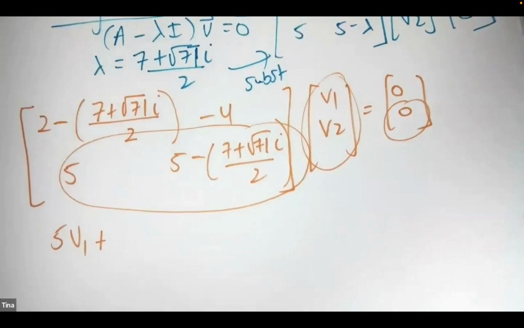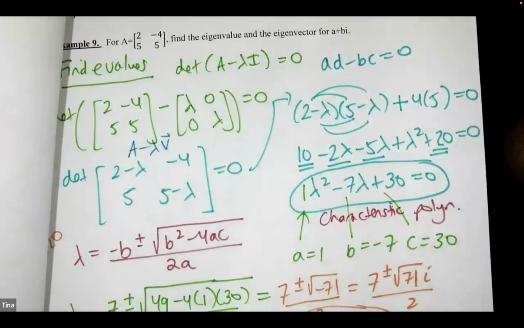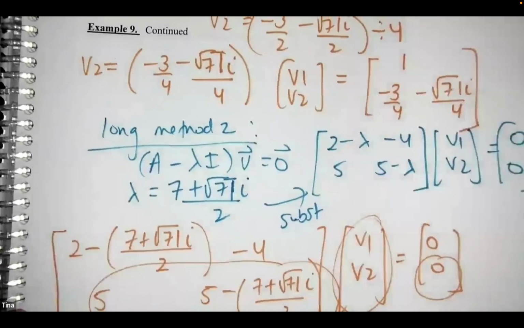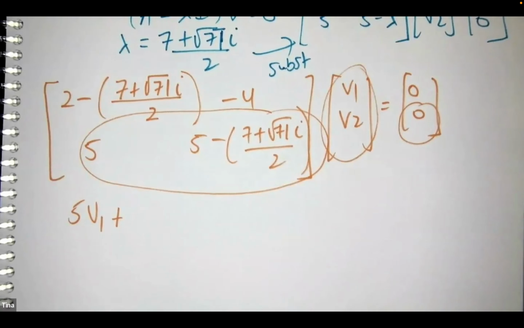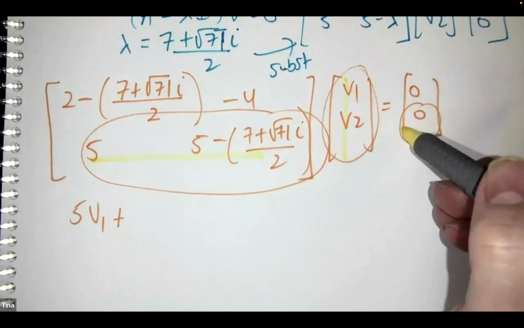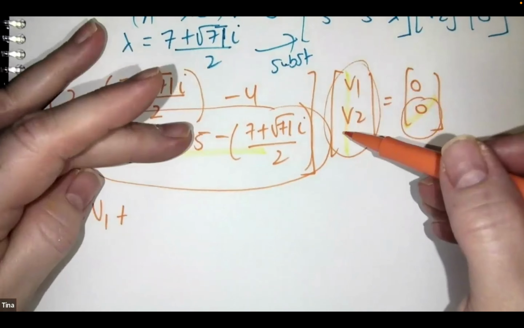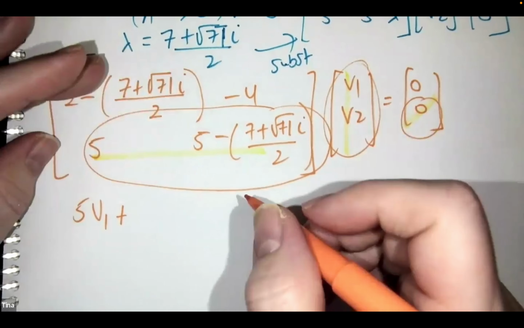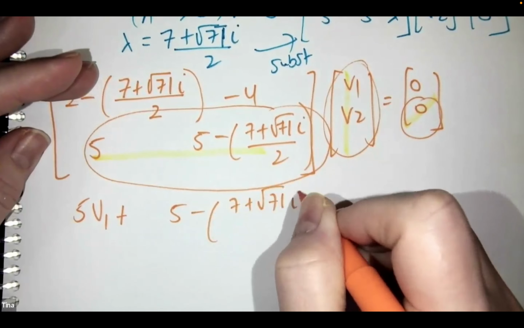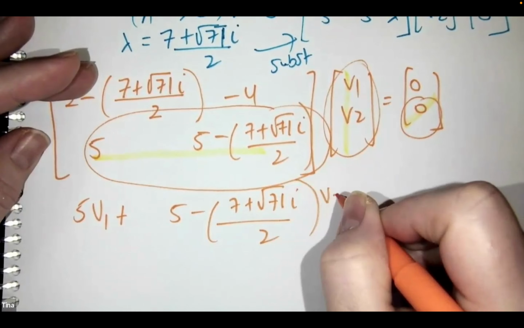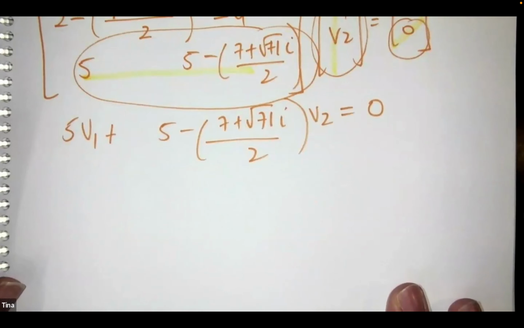Just want to make sure I have this as 3 minus this. Is it 5 or 3? Did I write that down wrong? No, it's 5. Okay, so if we dot this times this, plus 5 minus 7 plus root 71i over 2, v2 equals 0.